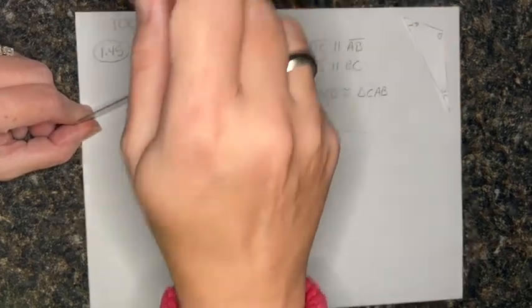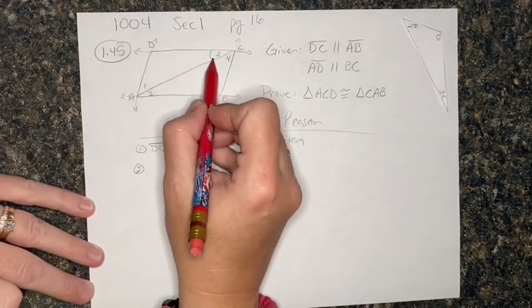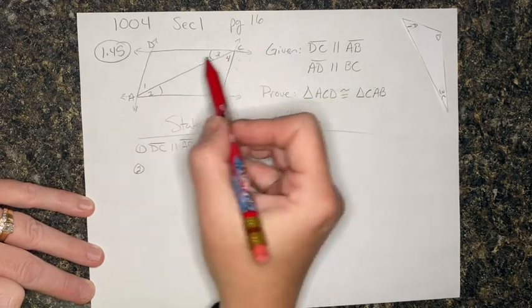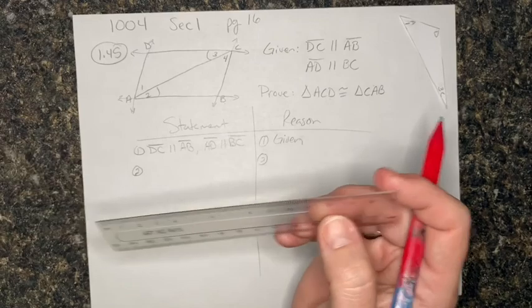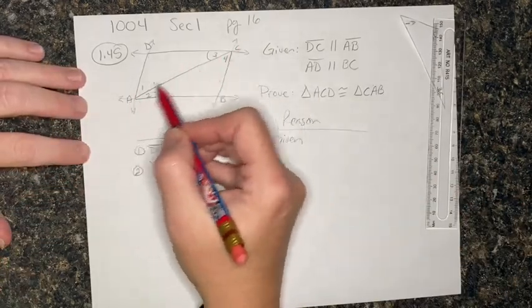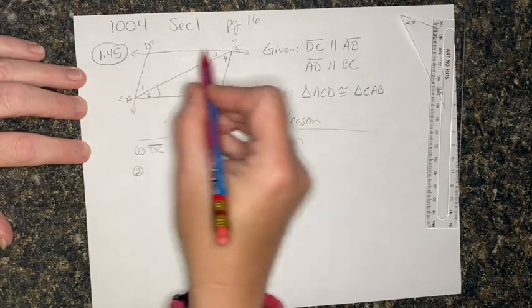Well, it creates alternate interior angles, right? And that would be 3 and 2. Okay, do you see how it cuts through here? And it creates these alternate interior angles. All right, they're on alternate sides of our transversal, and they're inside between our 2 lines that are there.